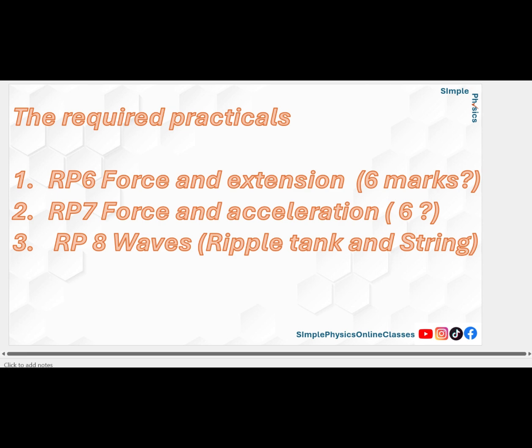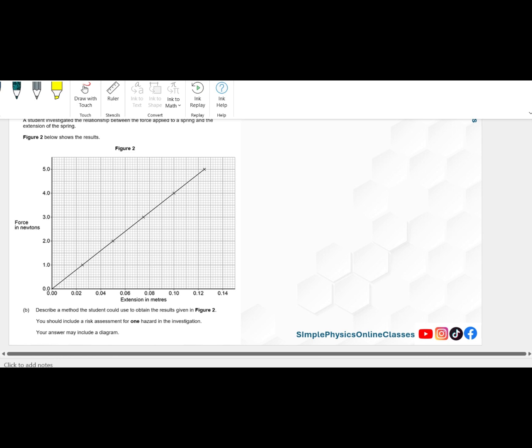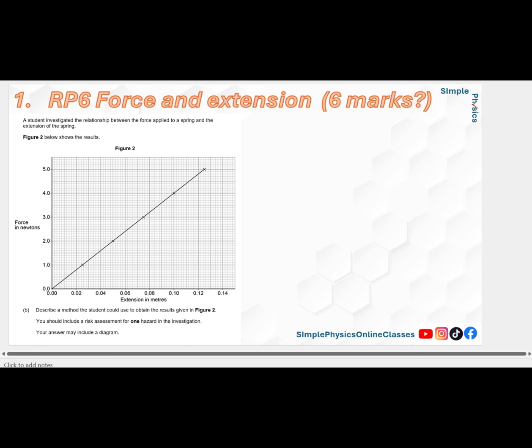So let's start off with Hooke's law, RP6, force and extension. First of all, let's just go through some of the theory. What do we know? We know Hooke's law, and that simply states the extension is proportional to the force applied within the elastic limit. So there's your definition. If you look at the formula, F is equal to k e.